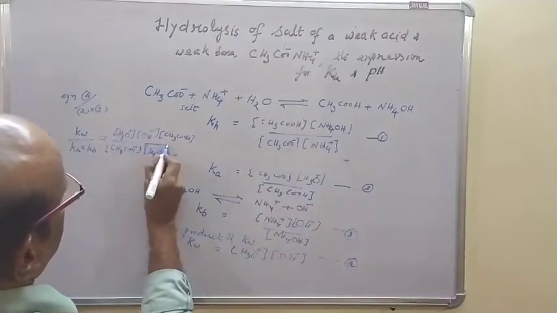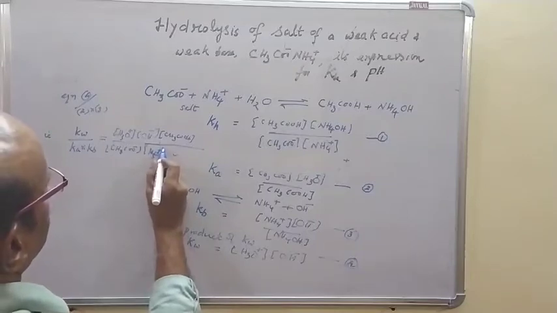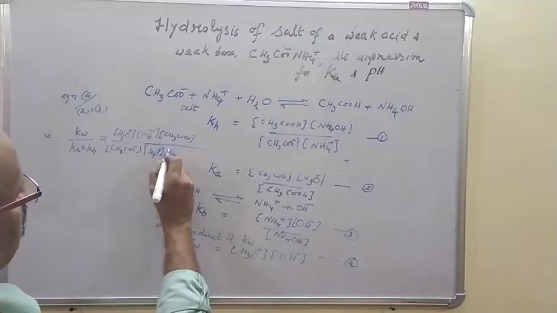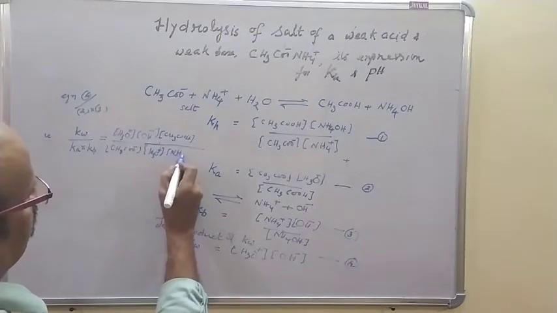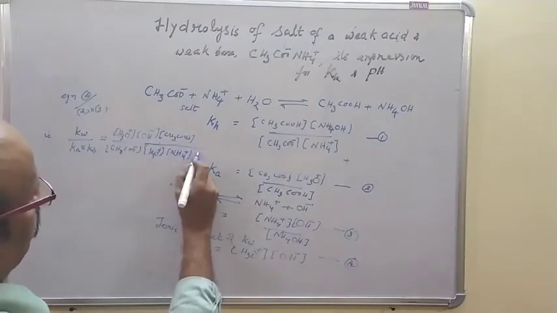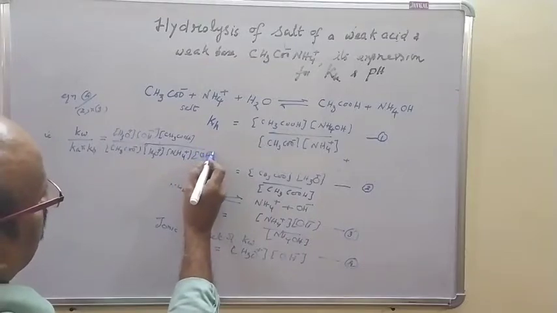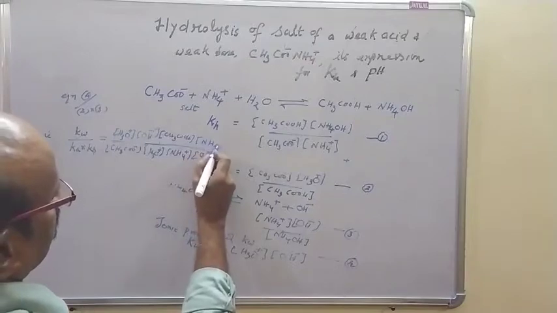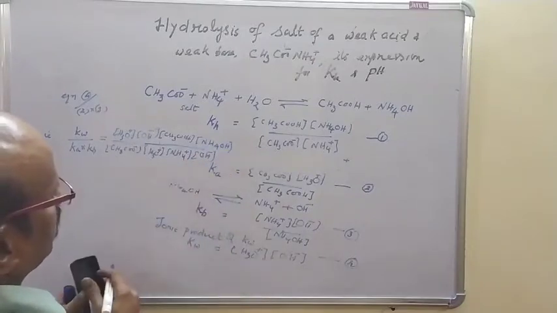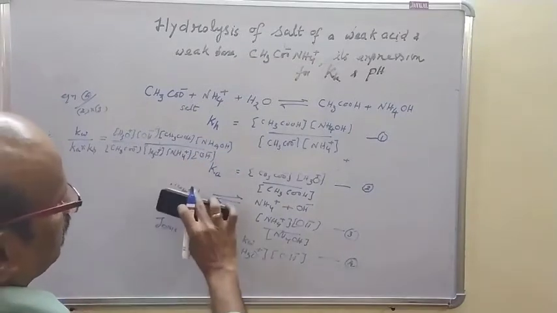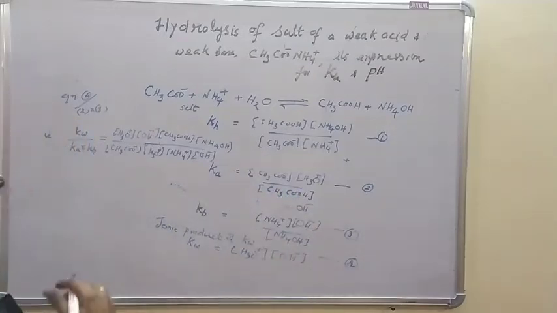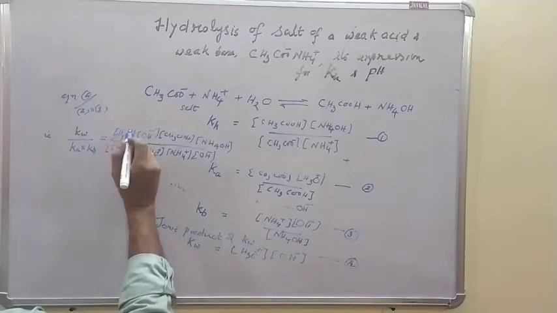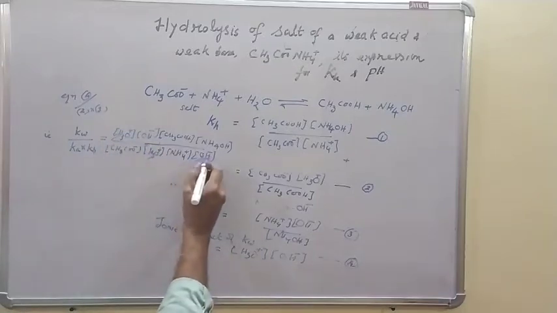That divided by KB. KB is NH4 plus into OH minus divided by NH4OH comes to this side. So we have the expression, that is CH3... what I cancel, H3O plus cancelled, OH minus gets cancelled.